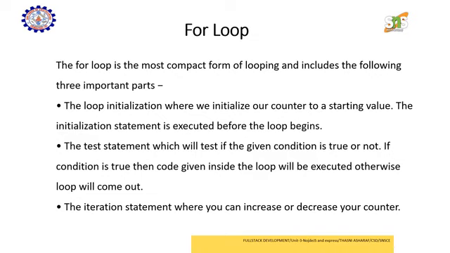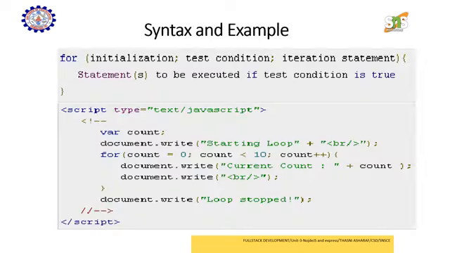The for loop is the most compact form of looping and includes the following three important parts. The loop initialization, where we initialize our counter to a starting value. The initialization statement is executed before the loop begins. The test statement, which tests whether the condition is true or not. If the condition is true, then the code inside the loop will be executed. Otherwise, the loop will come out. The iteration statement, where you can increase or decrease your counter.